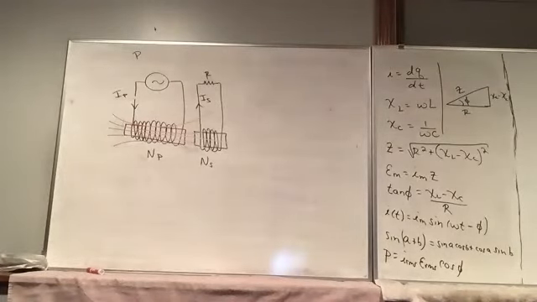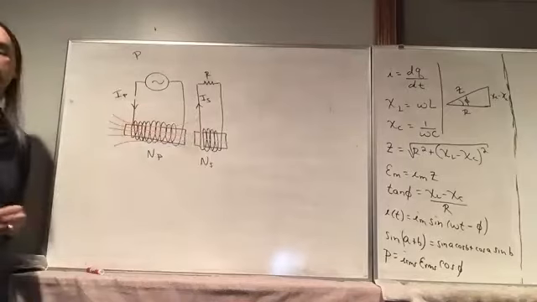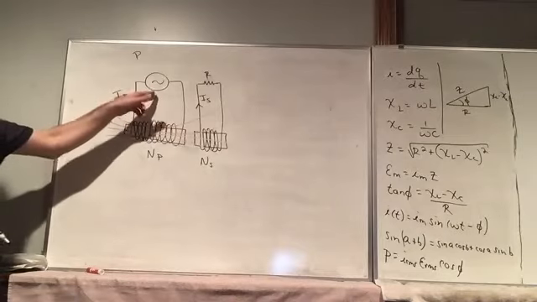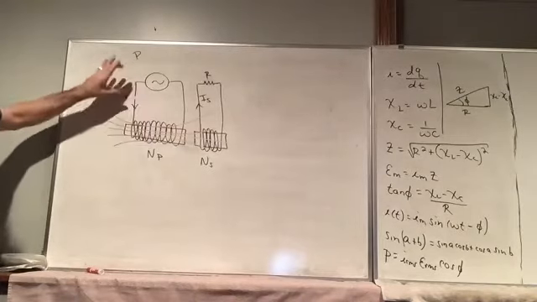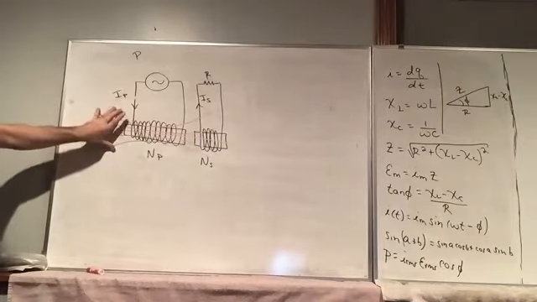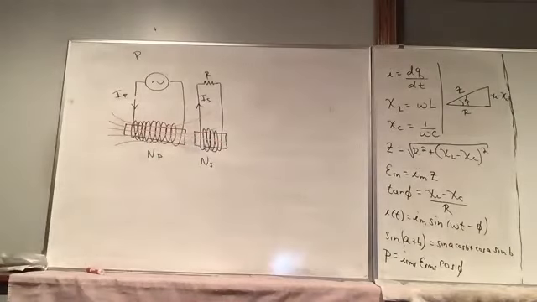Now if we just had a battery here and created a current, there would be a flux in this coil, but it would not be changing. So nothing would really be happening. But if we have an alternating current here, the current is constantly changing. So this magnetic field is constantly changing, and so we have a constantly changing flux in our secondary coil.